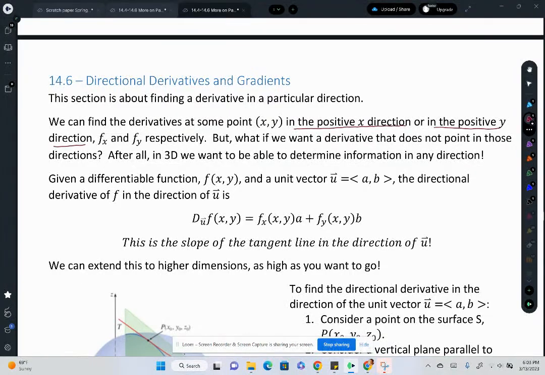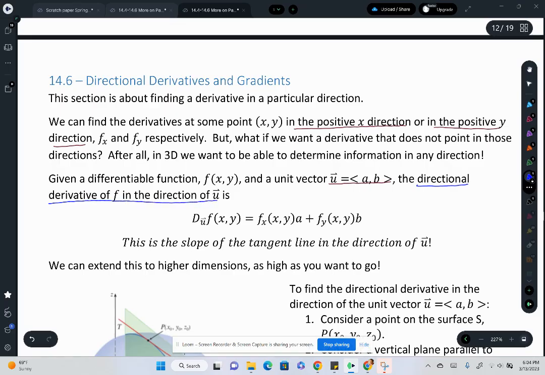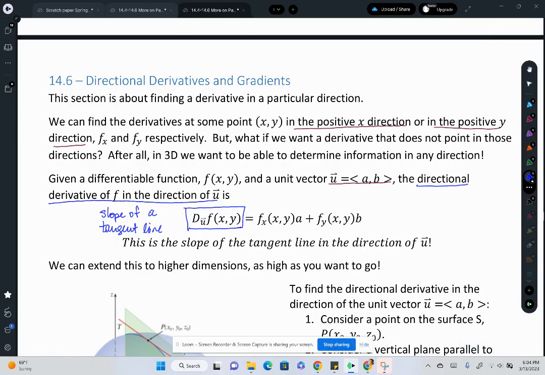So we're going to have a unit vector, and then we're going to have our partial derivatives, f sub x and f sub y, and we're going to calculate this thing, and this thing is called the directional derivative of f in the direction of u. And the notation is right here, this big D sub u of f of x y. That literally means directional derivative of f in the direction of u. And what this gives us is the slope of a tangent line in the direction of u, the unit vector that we have.